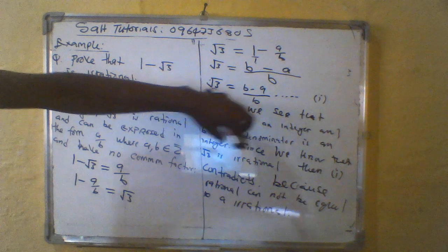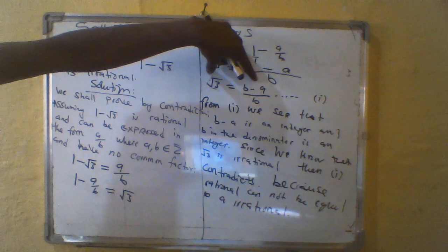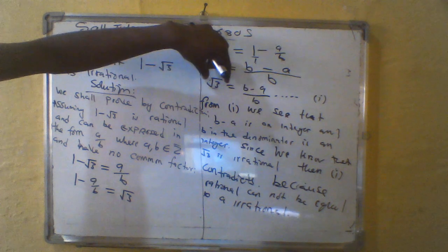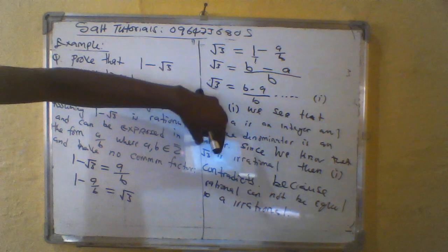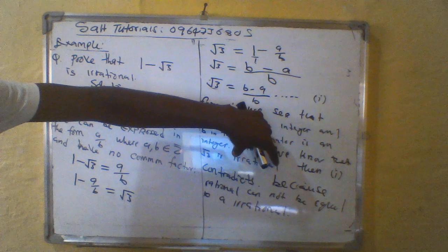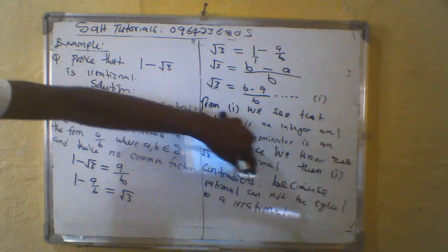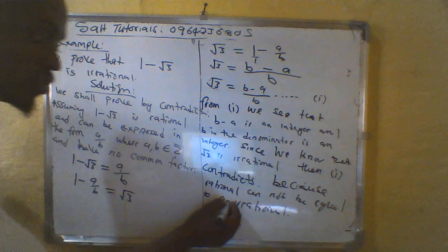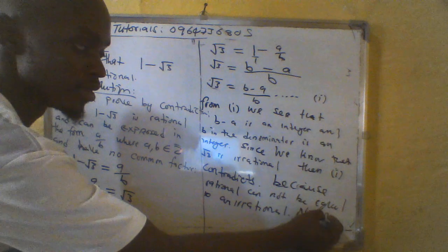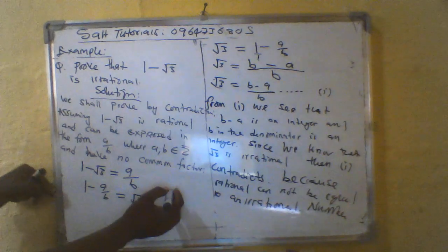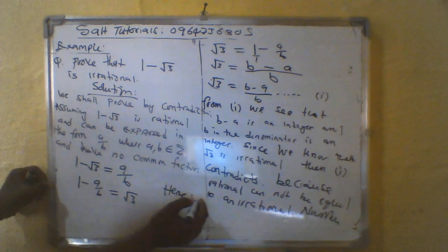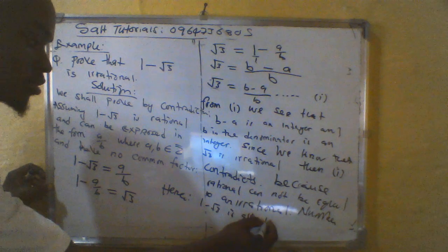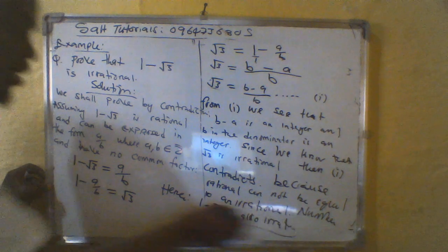So root 3 is already irrational. Then this statement 1 is contradicting something, because this is an integer over an integer, telling us that root 3 is rational. But we know that root 3 is irrational already from previous proofs. So this contradicts, because rational cannot be equal to an irrational number. So from this statement, tell them, say, hence 1 minus root 3 is also irrational. Done deal.